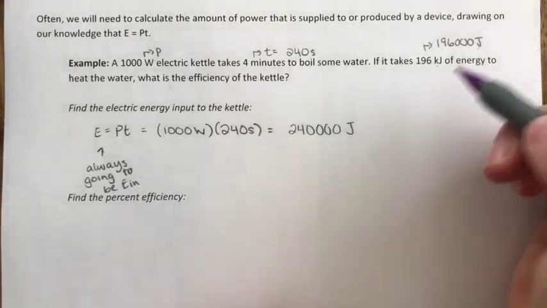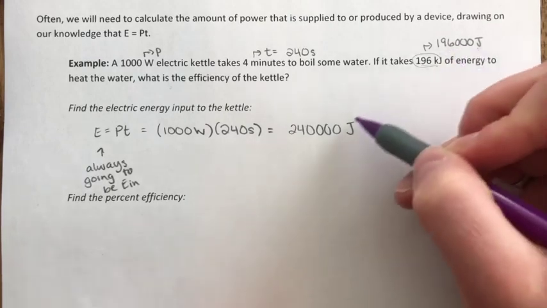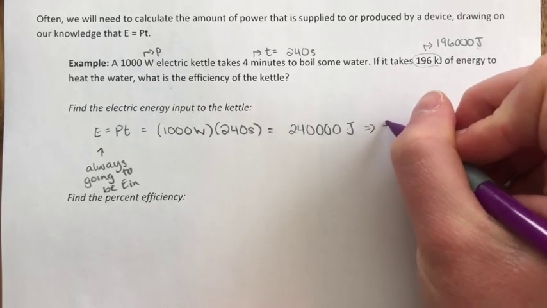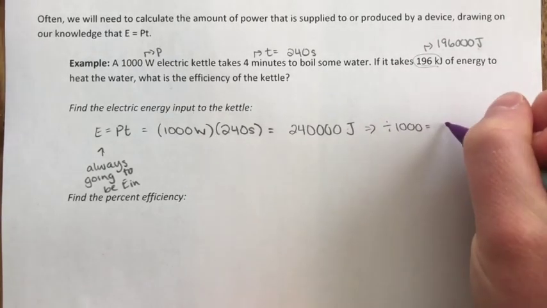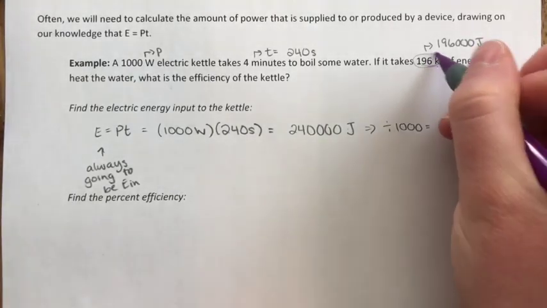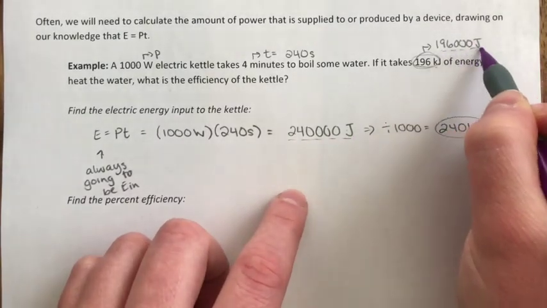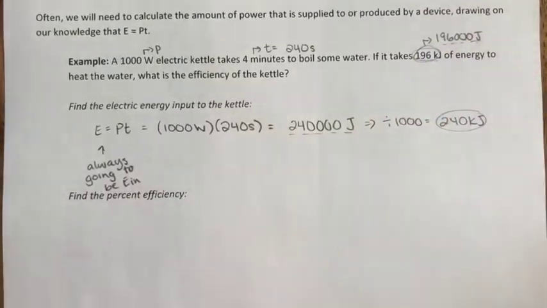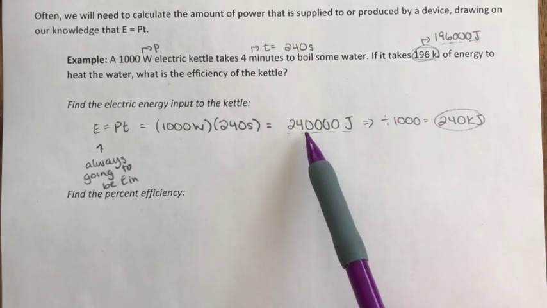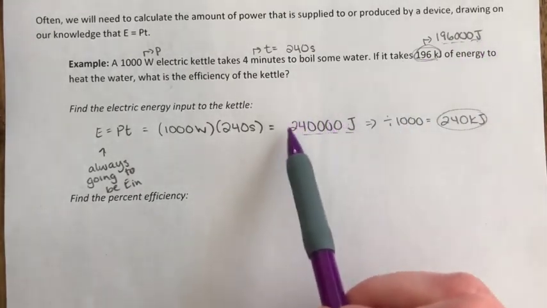Because this question gave me 196 kilojoules, I can either convert them both to joules, or I could have converted this by dividing by 1,000 into kilojoules. So this would be 240 kilojoules. As long as I use the two that match, I can use either. I could use this one and this one, or I can use the two in circles in my efficiency equation. They just need to match. Notice how this one is higher than this one, okay? So this is my energy in.